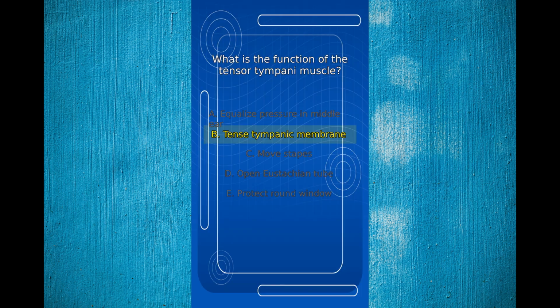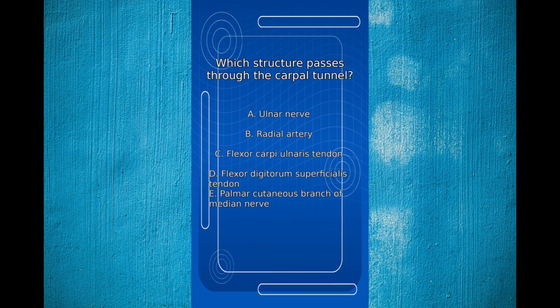The correct answer is B. Tense tympanic membrane. Tensor tympani dampens loud sounds by tensing the tympanic membrane. Which structure passes through the carpal tunnel?